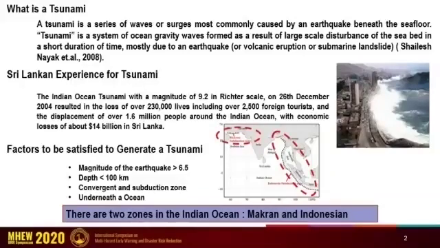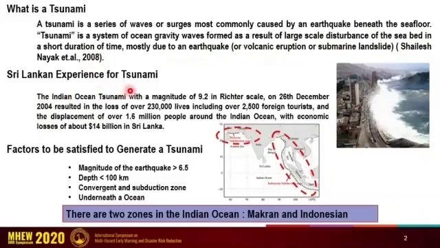Before starting the presentation, I would like to explain about tsunamis and the criteria used to issue tsunami warnings in Sri Lanka. A tsunami is a series of waves or surges most commonly caused by an earthquake beneath the seafloor. A tsunami is a system of ocean gravity waves formed as a result of large-scale disturbances of the seabed in a short duration of time, mostly due to an earthquake. A tsunami can also be generated by a volcanic eruption or a submarine landslide over the ocean.